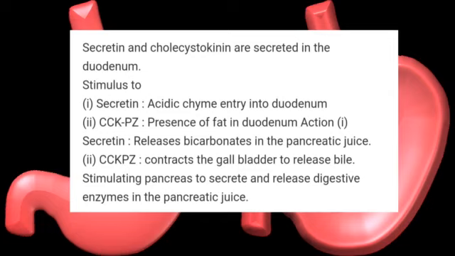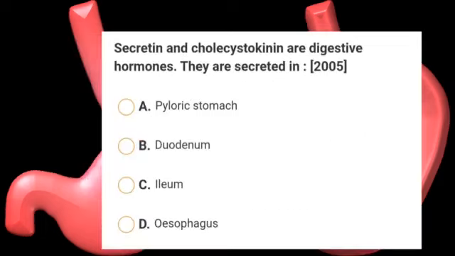Stimulation for secretin is acidic chyme entering the duodenum. For CCK-PZ, it is the presence of fat in the duodenum. Action: secretin releases bicarbonate in pancreatic juice, and CCK-PZ contracts the gallbladder to release bile and stimulates the pancreas to secrete and release digestive enzymes in the pancreatic juice. Because of this, the right answer is duodenum. It is secreted in the duodenum.